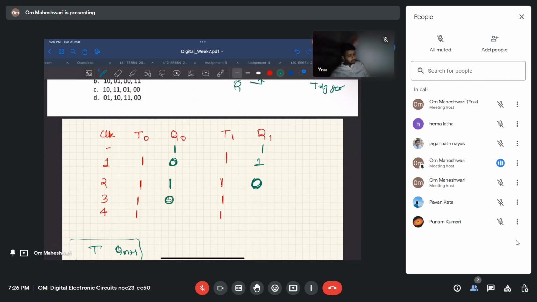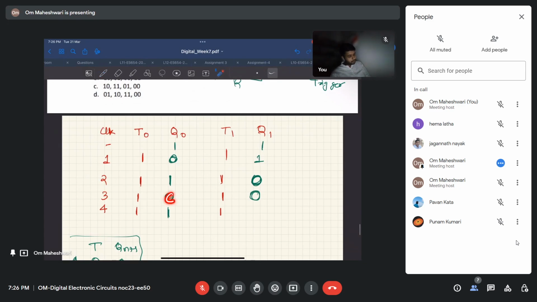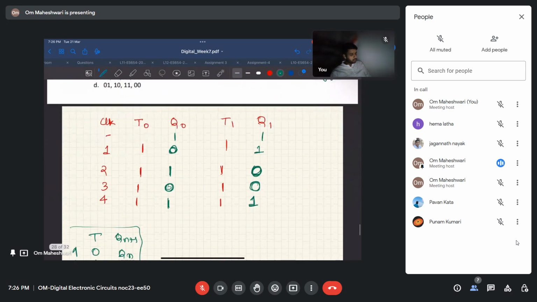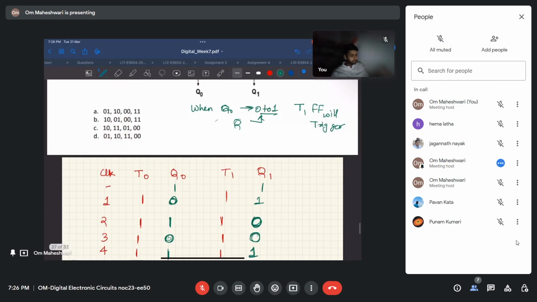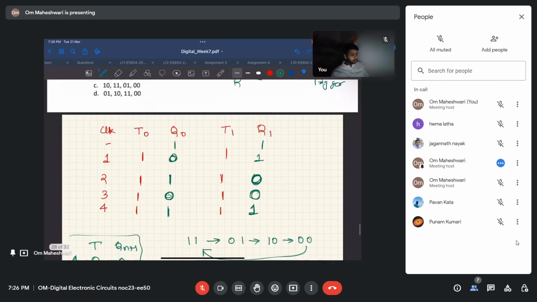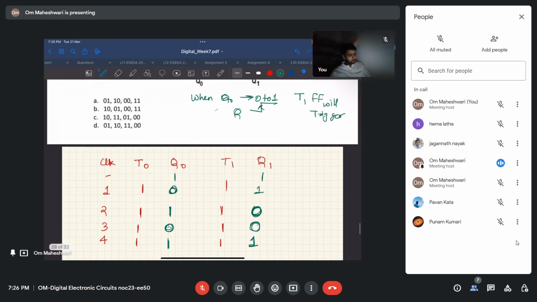This will keep on flipping 0, 1. Again, it will remain 0. Then it will see it is again going from 0 to 1 and its input is 1, then it will flip from 0 to 1. Okay. So the next four states are, we had 1 1, then we had 0 1, 1 0, 0 0, then again 1 1.